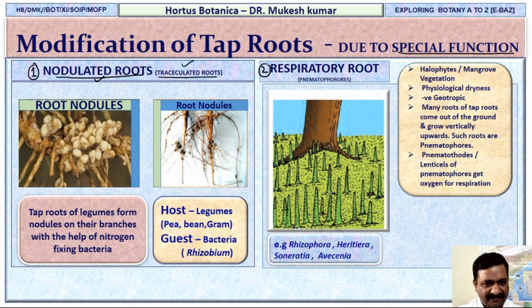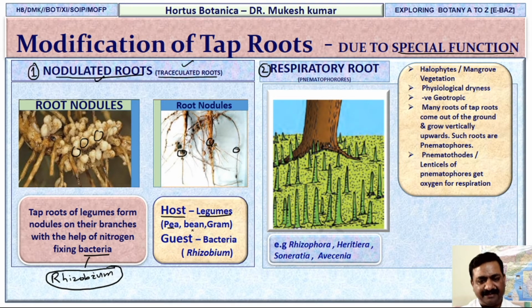These are very good structures, the root nodules. Here also you are finding root nodules, as I told you right now. Taproots of legumes form nodules on their branches with the help of nitrogen-fixing bacteria, Rhizobium, by their symbiotic association. The host plants are legumes like pea, bean, gram, these are the pulse plants.